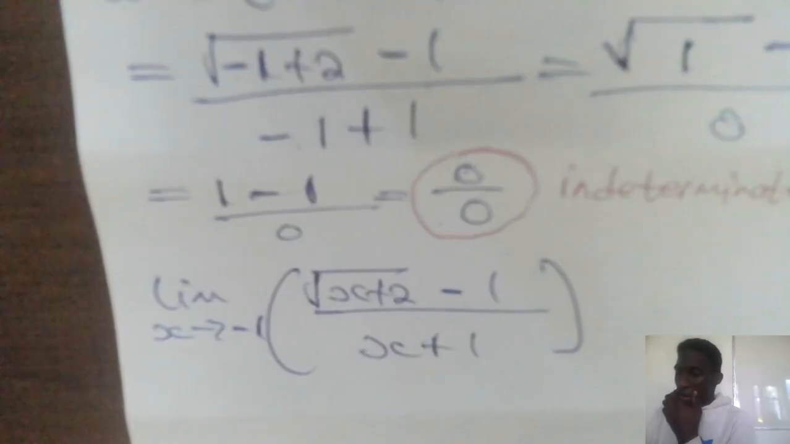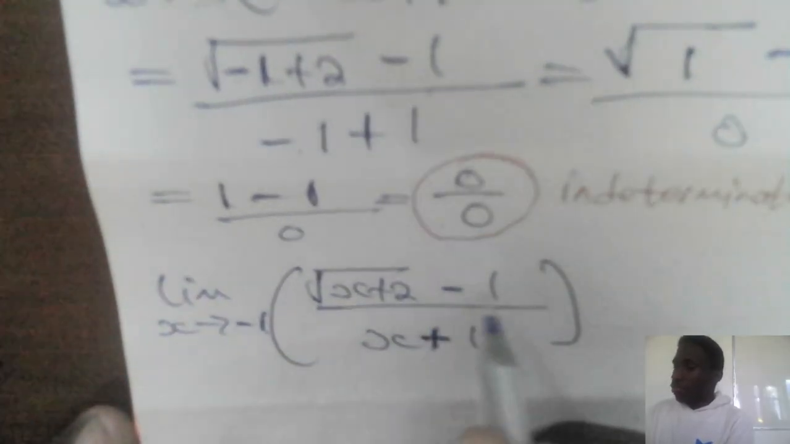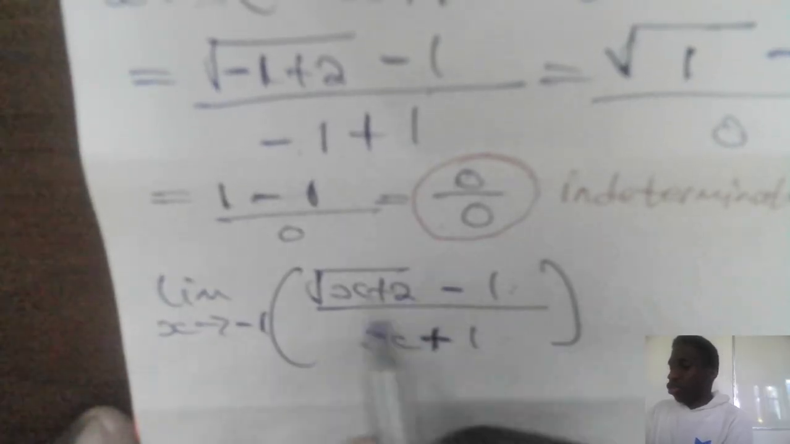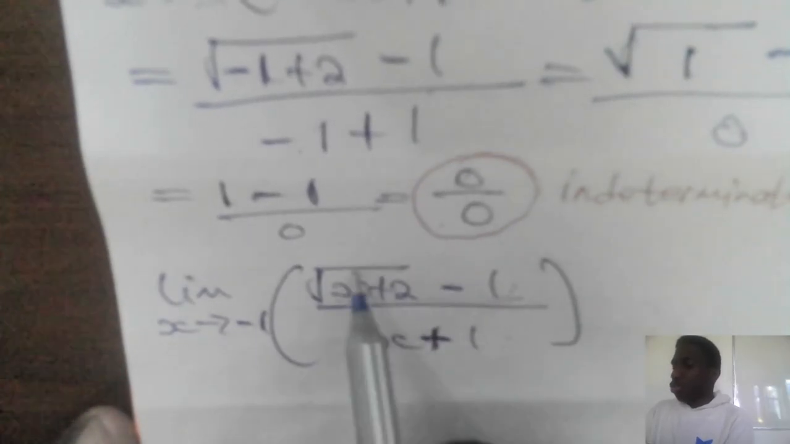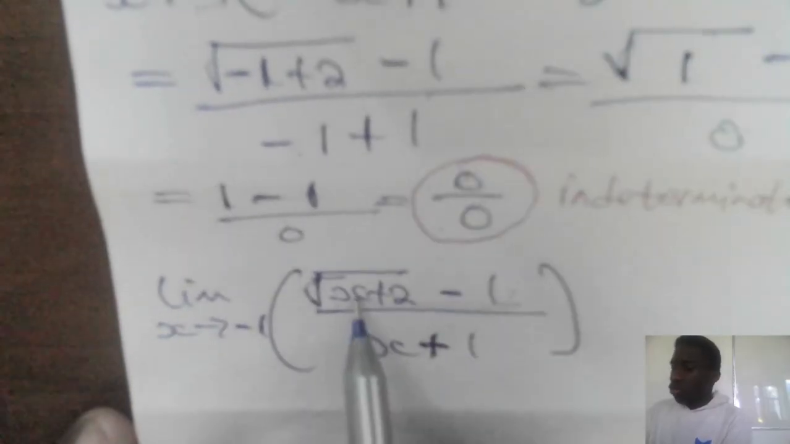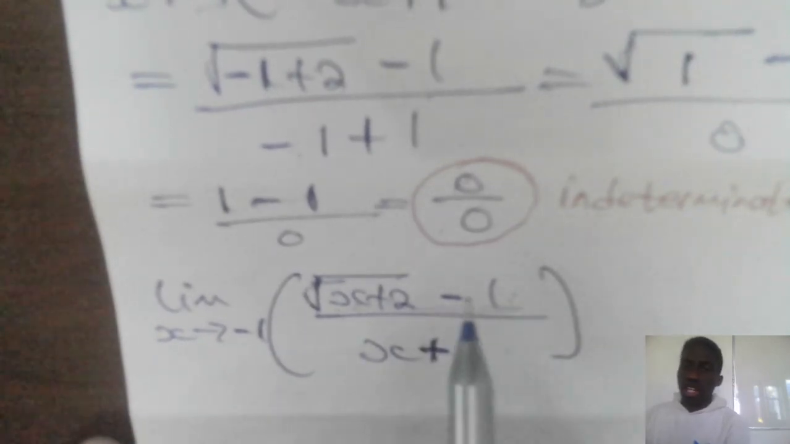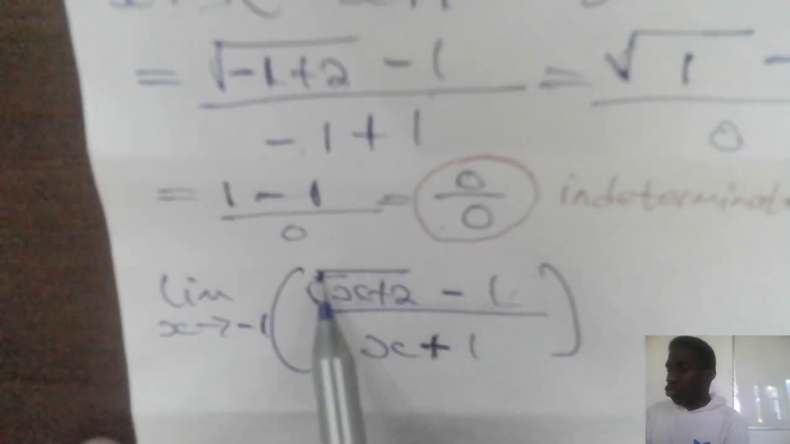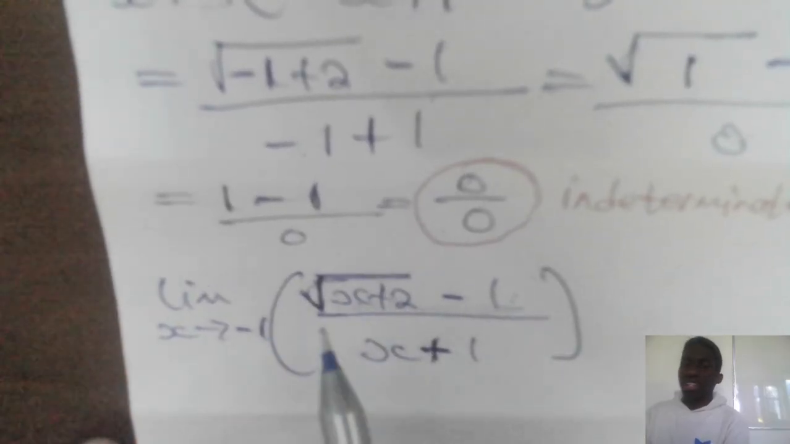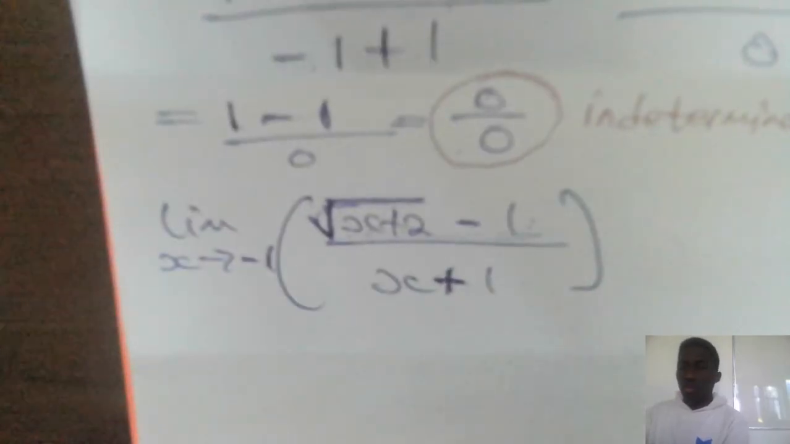That's the question. So our method here would be to multiply both numerator and denominator by the conjugate of the numerator. Because we are faced, this is a solid expression here, square root of x plus 2 minus 1. So we want to eliminate this square root here using a technique that involves multiplying by the conjugate. So how does this technique work?